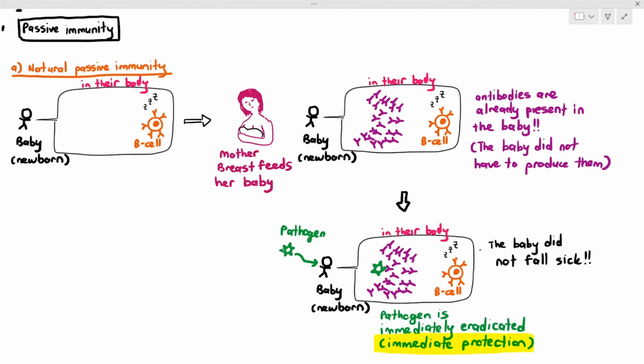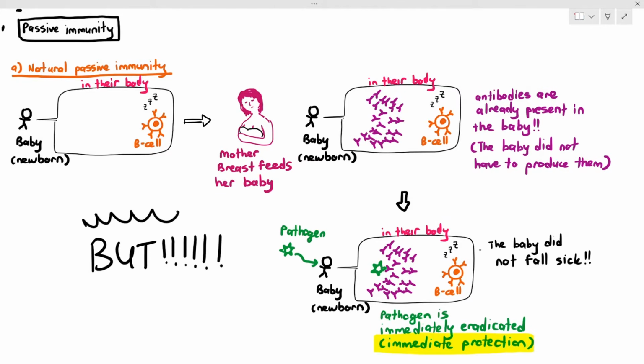All right? So you might be thinking, oh wow, this type of immunity is amazing because the protection is immediate. I don't have to do anything about it. Someone else provides the antibodies to me.